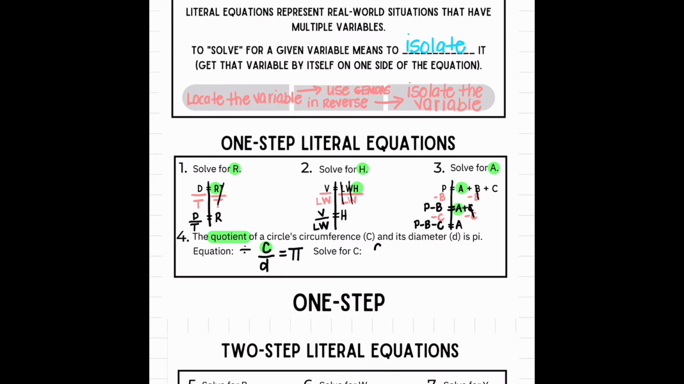So if I have c divided by d equals pi, and they're asking us to solve for c, c is being divided by d. So the opposite of division is going to be multiplication. This is going to get rid of that d divided by d that we multiplied. So c equals pi times d.